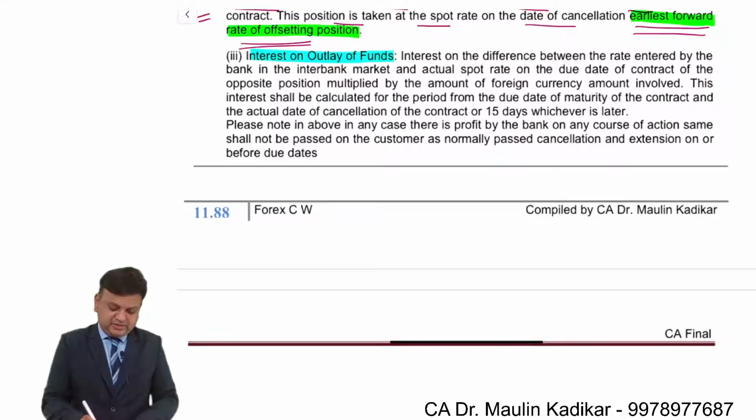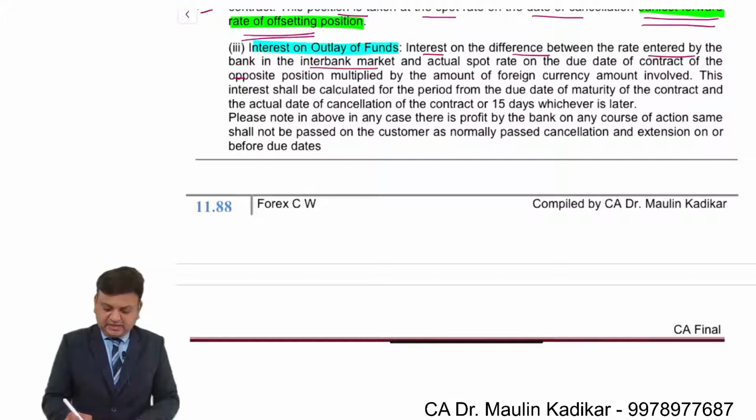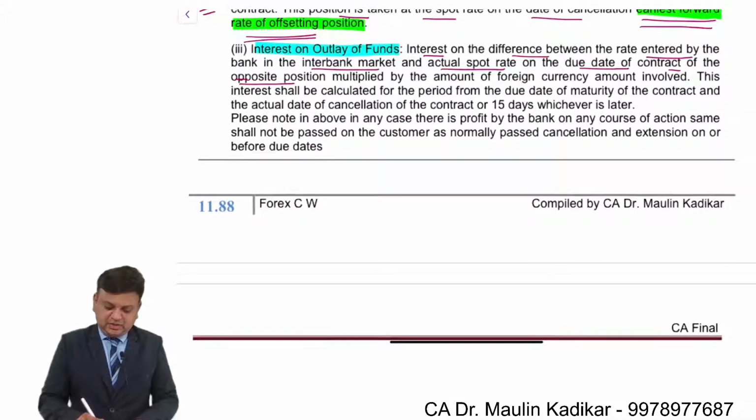Interest on the outlay funds. Interest on the difference between the rate entered by the bank in the interbank and the actual spot rate on the due date of the contract of the opposite position, multiplied by the amount of foreign currency involved in it. This interest shall be calculated for the period from the due date of maturity of the contract and the actual date of cancellation of the contract, or 3 days, whichever is later.